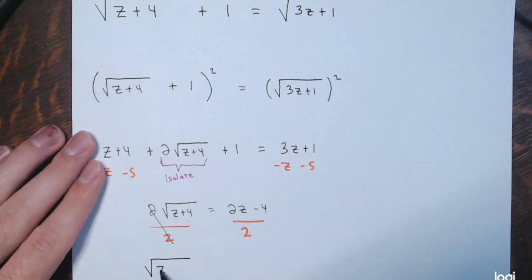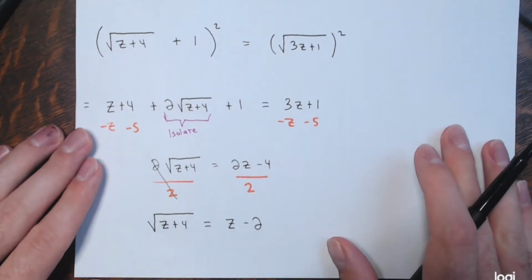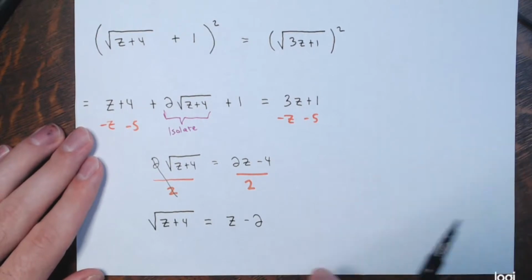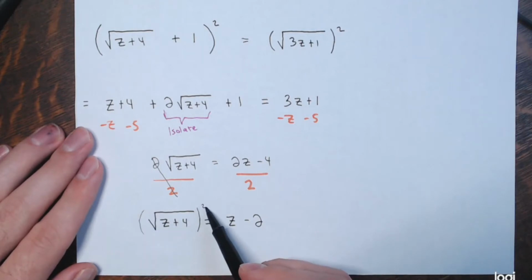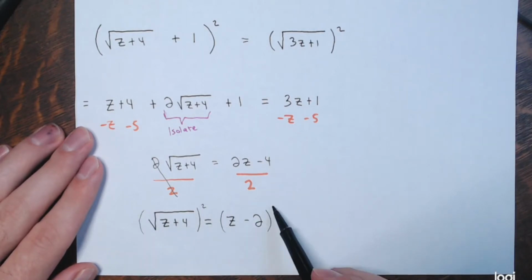The square root of z plus 4. And then if I divide each of these terms by 2, I'll have z minus 2. And then starting over, you isolate the radical like I've done just now. I'm going to undo the radical, square both sides. So that gives me z plus 4 on the left.